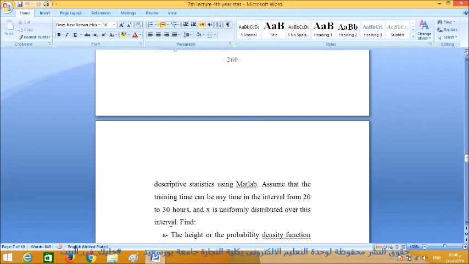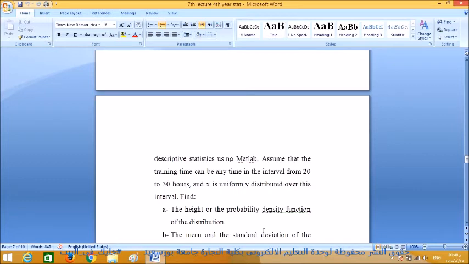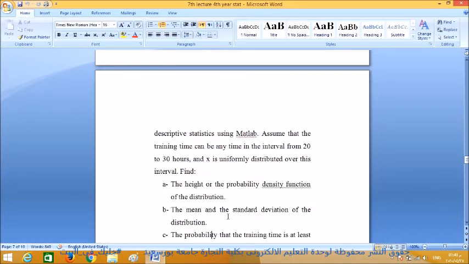Find number 1, or number A, the height or the probability density function of the distribution. As we said, the height will be 1 divided by 30 minus 20, so 1 over 10. Okay, the mean and the standard deviation of the distribution. The mean equals (A plus B) divided by 2, which is 20 plus 30 equals 50 divided by 2 equals 25, and the standard deviation equals the square root of (B minus A) squared divided by 12.